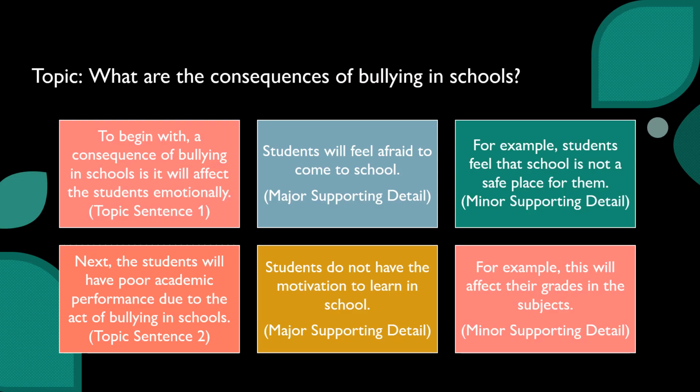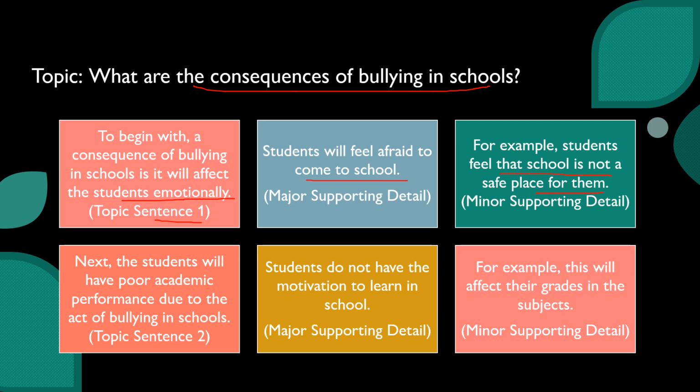So based on the same topic, what are the consequences of bullying in schools? Here is a complete example of supporting details for the 2 topic sentences. Topic sentence 1: to begin with, a consequence of bullying in school is it will affect the students emotionally. And then this is the major supporting detail: students will feel afraid to come to school. And for the minor supporting detail, for example, students feel that school is not a safe place for them.